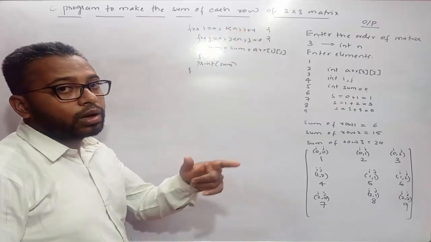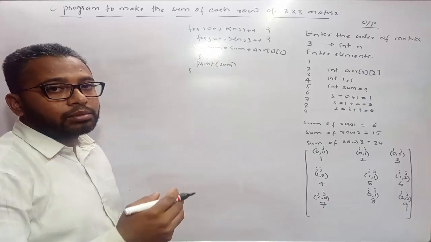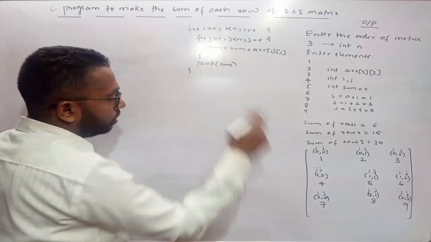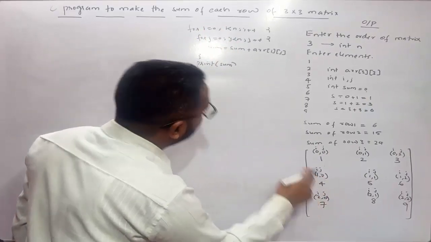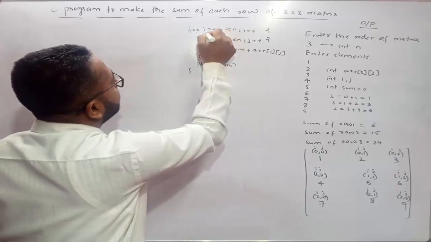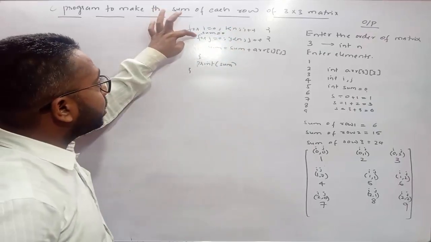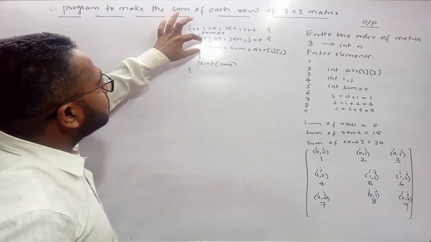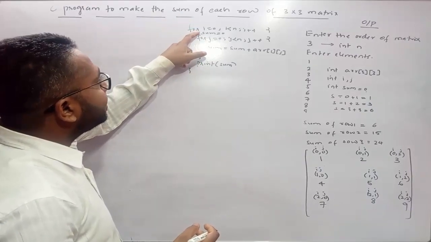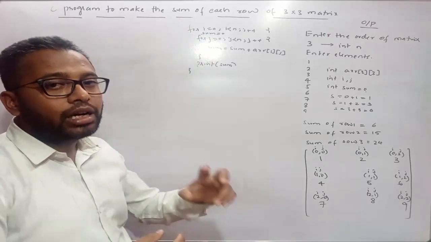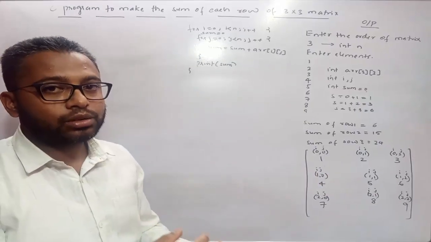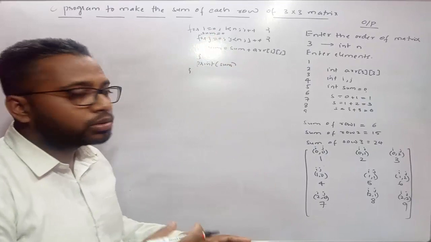Now for the value of I equals to 1, j again gets executed 3 times for the value of j equals to 0, 1 and 2. So I equals to 1, j equals to 0. That means this item 1 comma 0. So sum, yes, we need to set sum equals to 0 here. We need to set sum equals to 0 at this point, because after executing the j loop for 3 times, control will come to the I loop. At that time we need to reset the value of sum again to 0 so that we can make the addition of these 3 elements which are there in the second row.